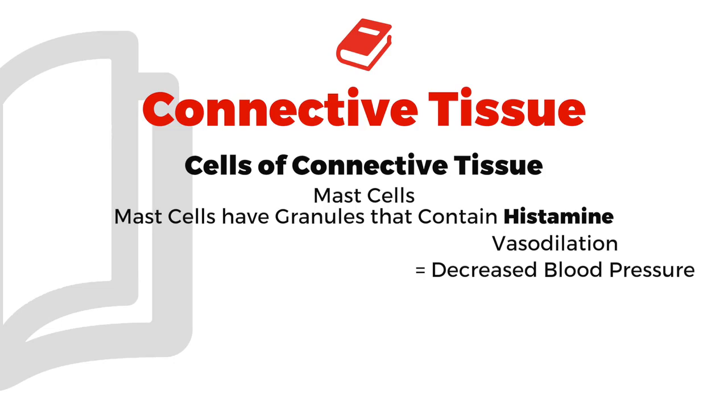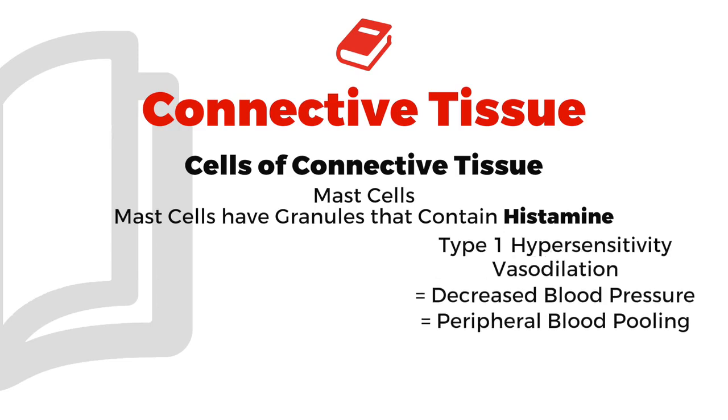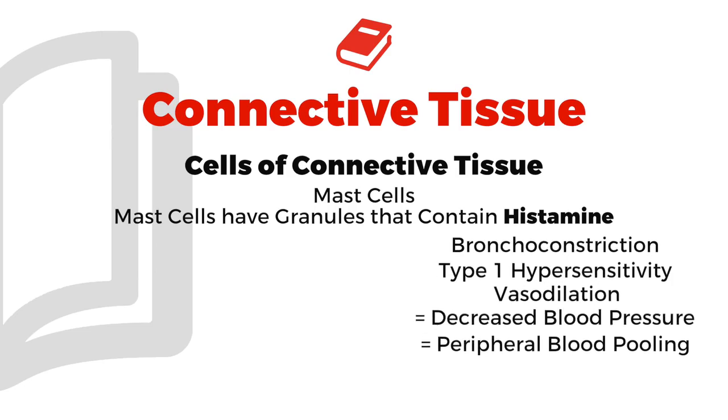The other thing it'll help you remember is that it can also cause your blood to pool in your periphery. So that's why these patients have redness in their face and in their hands, etc., because of that blood pooling in the periphery, okay? You want to know histamine, you want to associate that with type 1 hypersensitivity reactions, and you want to associate it with constriction where in the body? In the lungs, bronchoconstriction, okay?